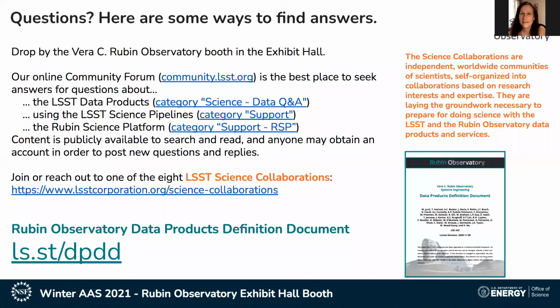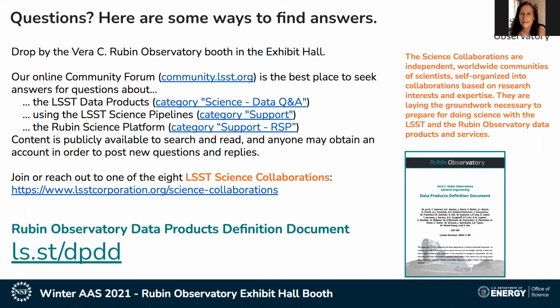If you have any further questions about Rubin Observatory, there are a variety of ways to find answers. First, please come back to the Vera C. Rubin Observatory booth in the exhibit hall of the 2021 Winter AAS meeting, where we would be happy to answer your questions. Second, please feel welcome to visit our online community forum at community.lsst.org. This is the best place to seek answers for questions about the LSST data products, science pipelines, or the RSP. The contents of our forum are publicly available to search and read, and anyone may obtain an account in order to post questions or participate in the discussions.